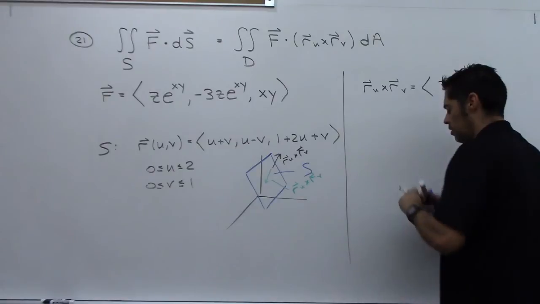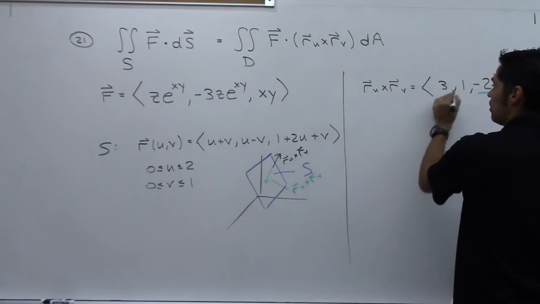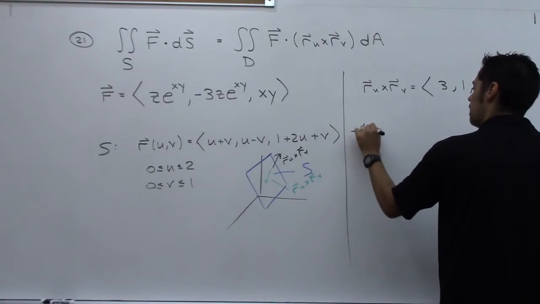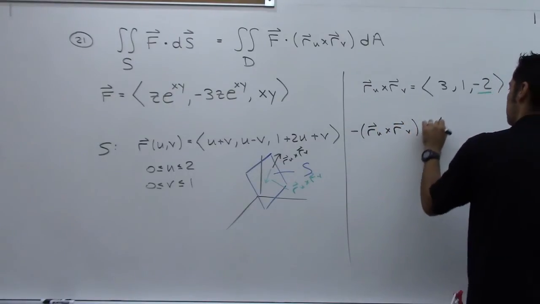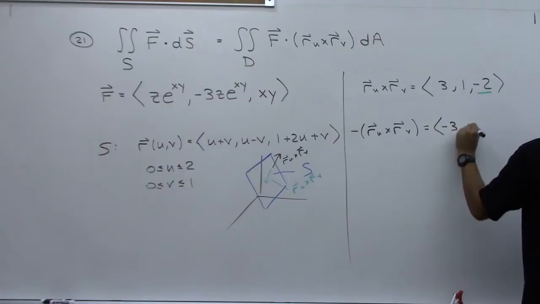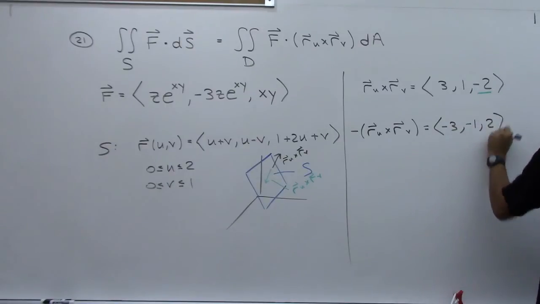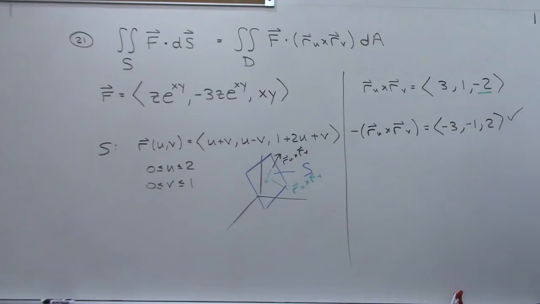So what we're going to need to do in our formula is change the signs of this. We're going to have to take the negative of this, which will still be a normal vector, it just will point in the opposite direction. This is the one that we're going to use. So you have to pay attention to that subtle little detail there.